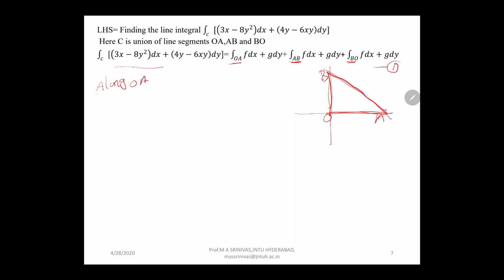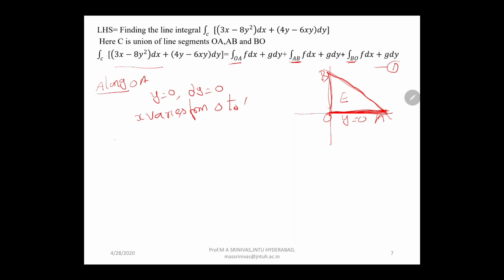Along OA, this is OA, its equation is y is 0. So y is 0, and when y is 0, dy is also 0, and x varies from 0 to 1. x varies from 0 to 1. This is along the boundary. Don't consider the inside region, only the line integral we are finding. That means only the curve we have to take. x varies from 0 to 1.